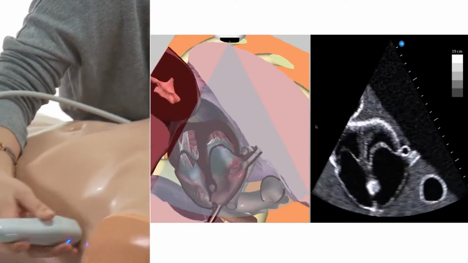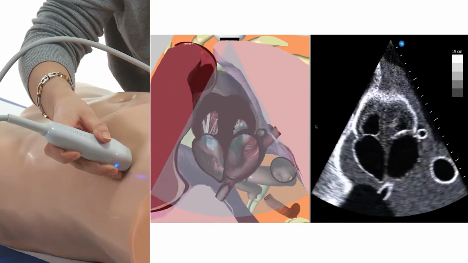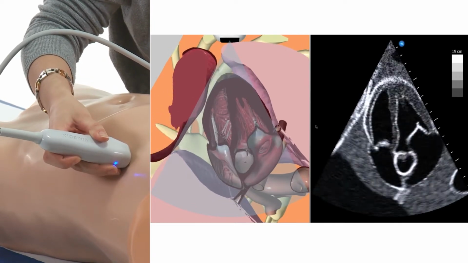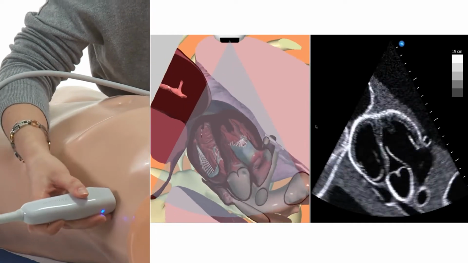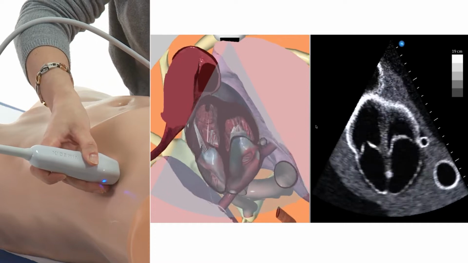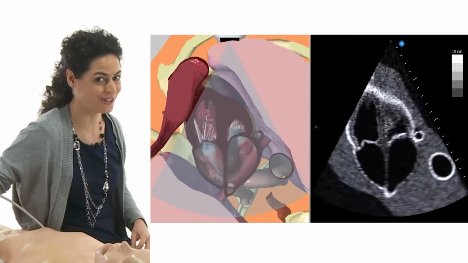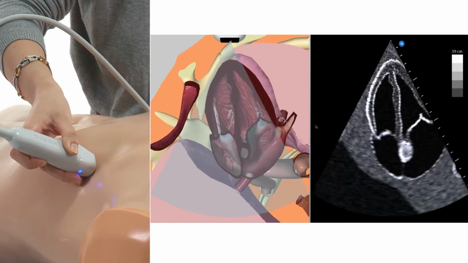Definitely, I would use then the apical four-chamber view, and I would go with a transducer from lateral to medial, but when you stay lateral, actually you can really appreciate better the left ventricle. Here with the simulator, I can tell you it's more difficult. I need to get used to it.